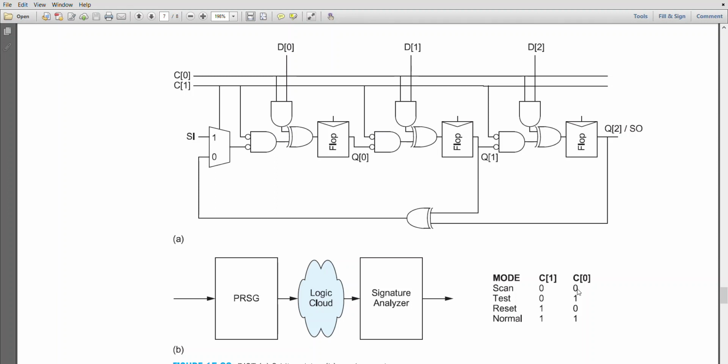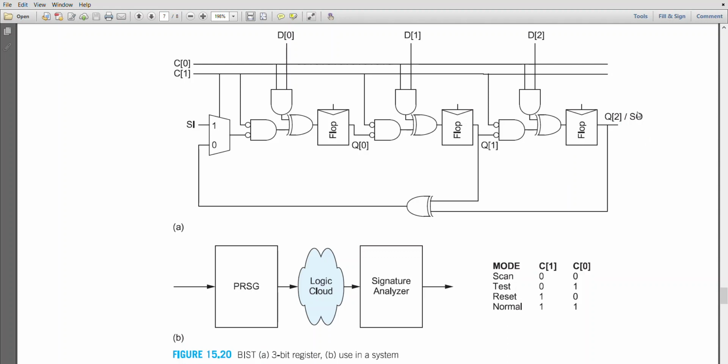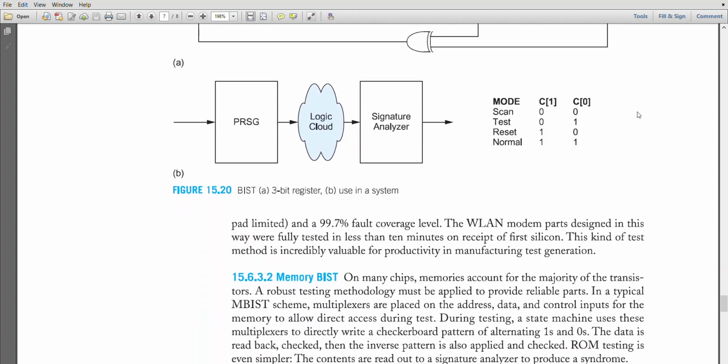When C0 is 1, C0 is connected here. Now when C0 is 1, one of the inputs is 1, then you can apply the testing sequence here from D0, then D1. These are the data inputs, D0, D1 and D2. And then similarly, you can observe the output from here. This is how the testing process happens.